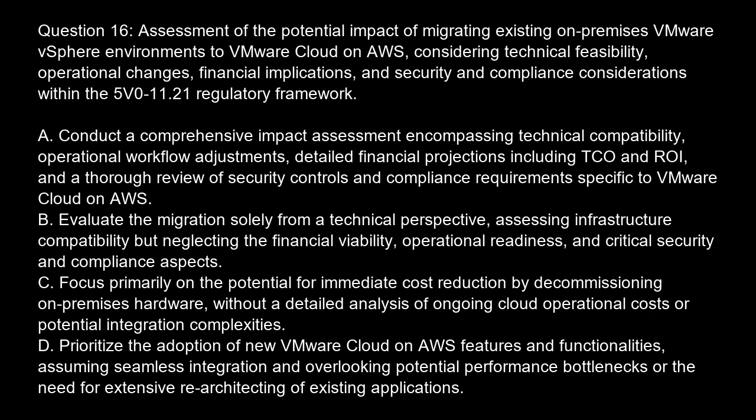Option B. Evaluate the migration solely from a technical perspective, assessing infrastructure compatibility but neglecting the financial viability, operational readiness, and critical security and compliance aspects. Option C. Focus primarily on the potential for immediate cost reduction by decommissioning on-premises hardware, without a detailed analysis of ongoing cloud operational costs or potential integration complexities. Option D. Prioritize the adoption of new VMware Cloud on AWS features and functionalities, assuming seamless integration and overlooking potential performance bottlenecks or the need for extensive re-architecting of existing applications.